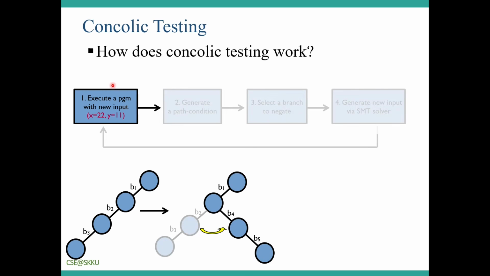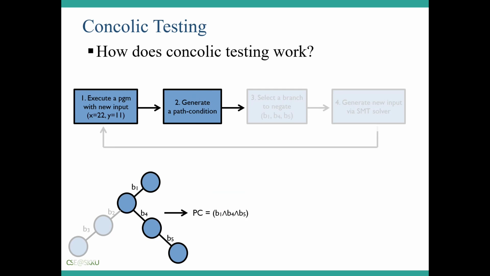Then returning to step 1, after executing the program with this new input, which is x equals 22 and y equals 11, concrete testing records the newly exercised branches, for example, B1, B4, B5. And it also generates new path conditions based on this program execution, which includes the branch conditions for B1, B4, and B5 expressed in terms of symbolic variables.